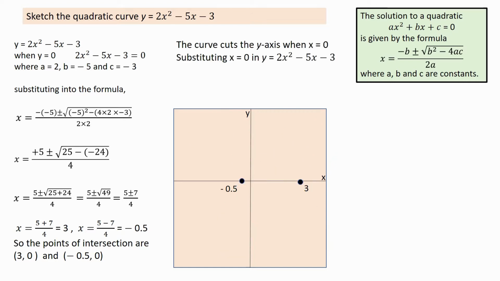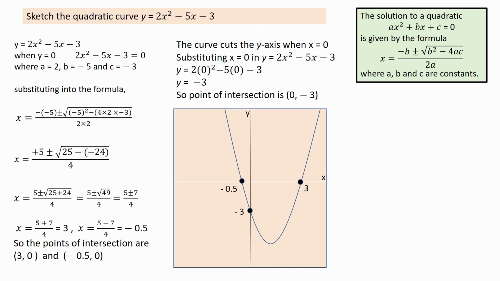The curve cuts the y-axis when x equals 0, so substitute x equal to 0 into the quadratic equation. Any term containing 0 gives 0. Therefore y equals negative 3, giving the point of intersection as 0, negative 3. Plotting this point on the sketch enables the correct graph to be drawn.